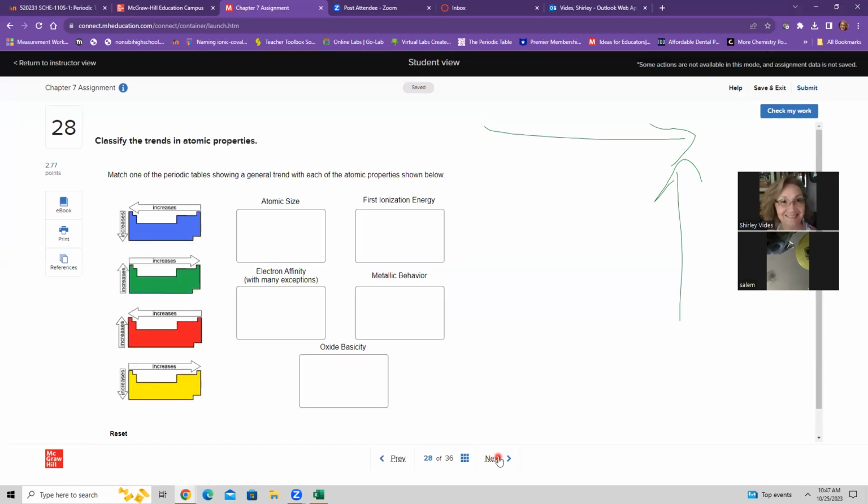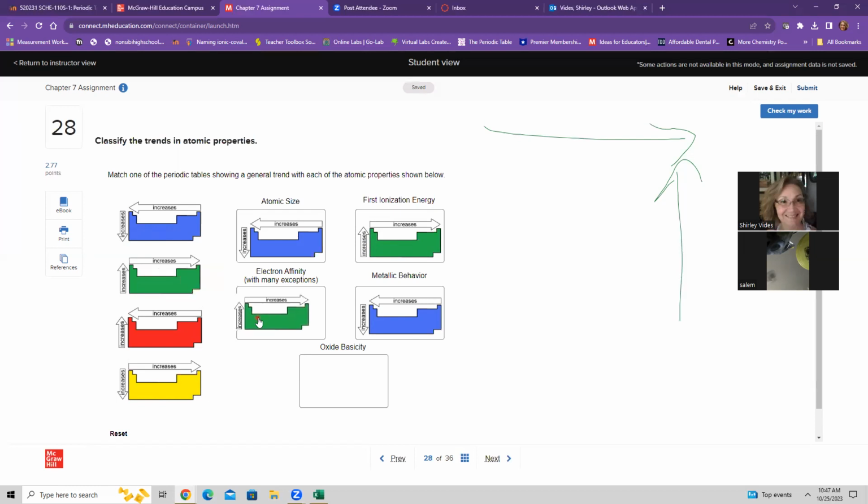Okay, look at this. This one's perfect. We drew the arrows. Atomic size increases like that. Ionization increases like this. Metallic behavior increases towards the bottom. So this one also. Electron affinity increases just like that also.